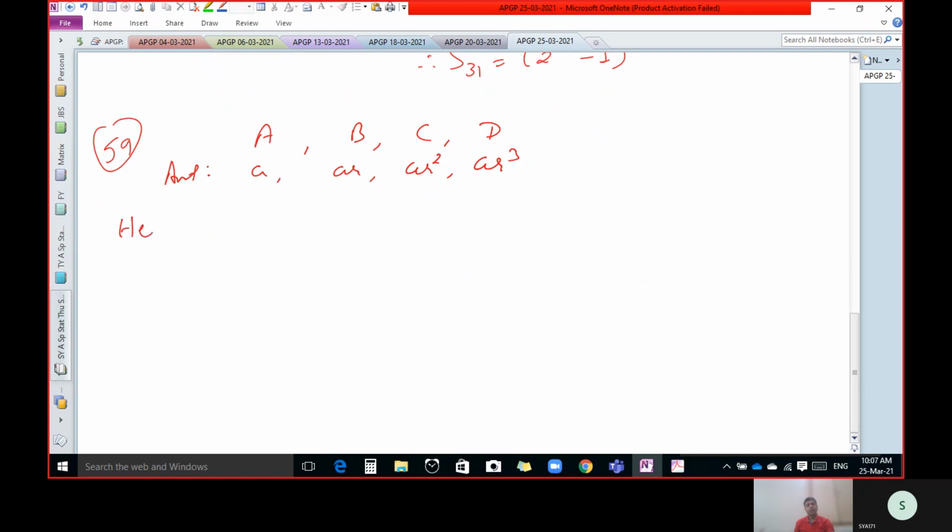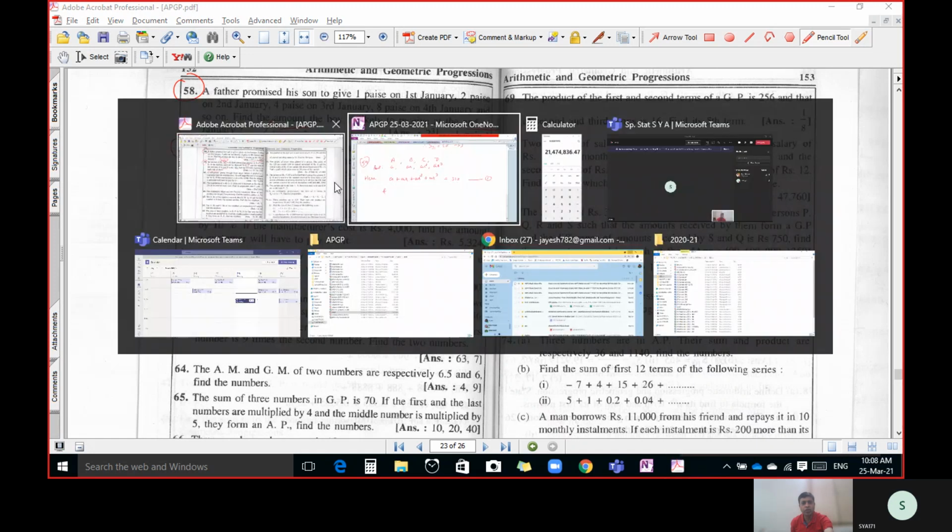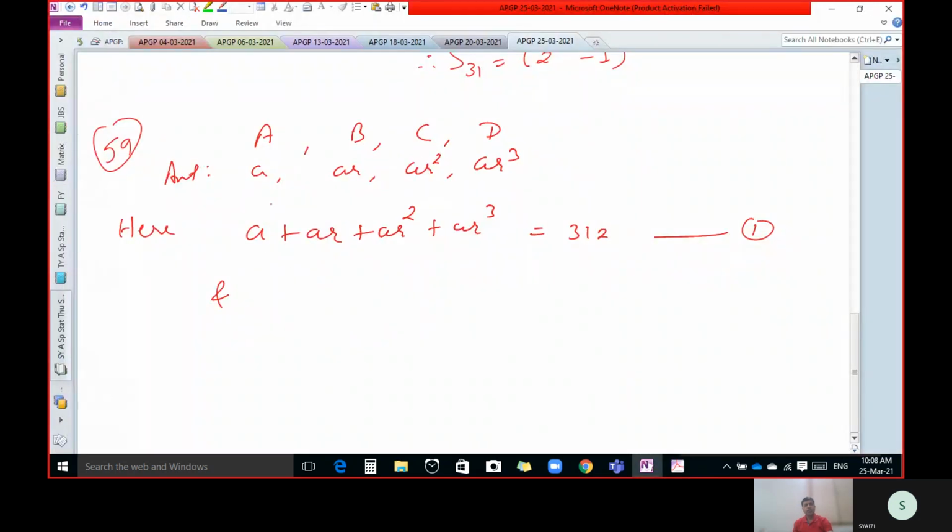So here the total amount is given. The total of A, AR, AR square, AR cube is 312. Correct. And the total of A and D is given. The total of A and D is 252. A means this and D means this, 252. So are you able to find the total of the remaining 2 terms?